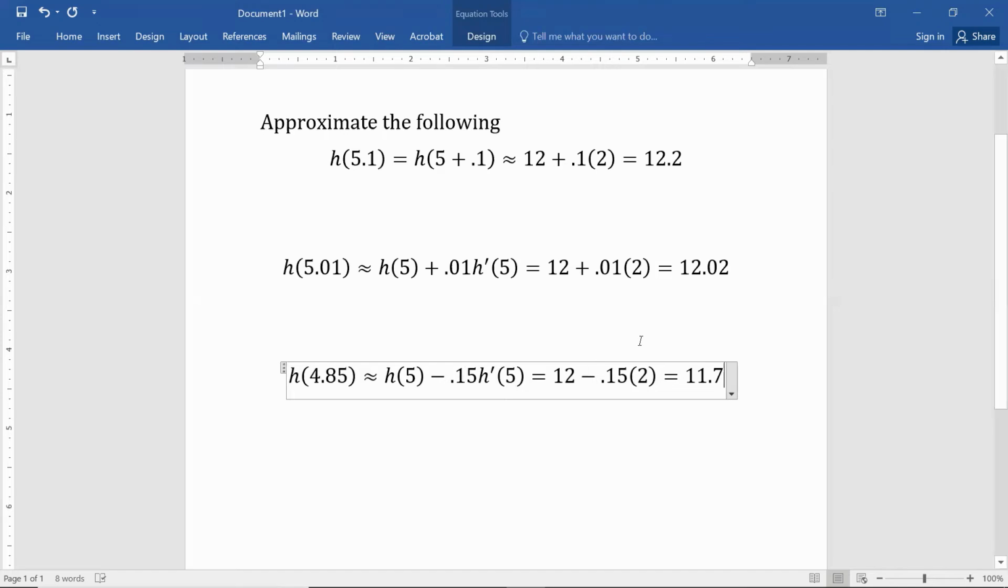So that's one way of approximating function values if I don't actually know the function. So if I know the tangent line and I know the point, then I can get pretty good approximations of the function by using that.